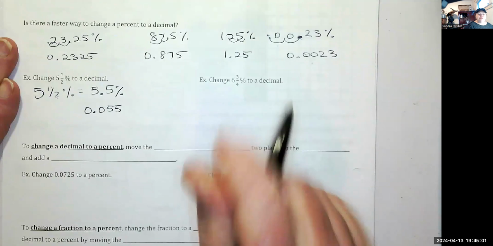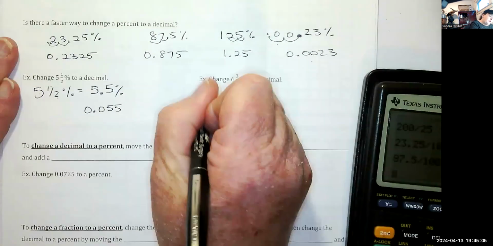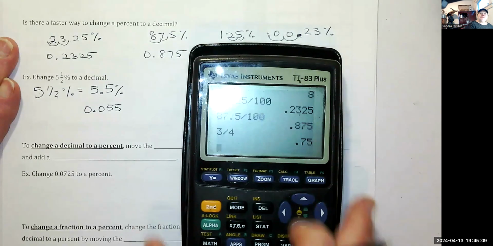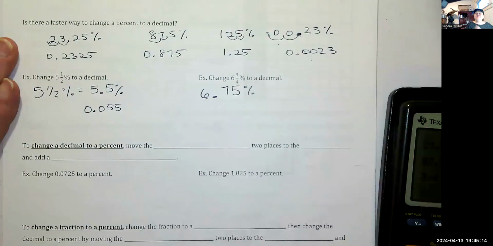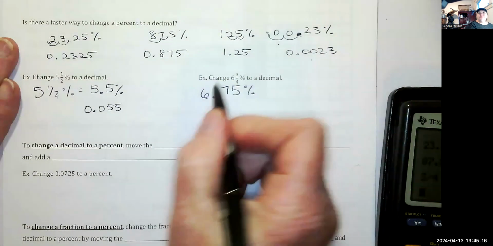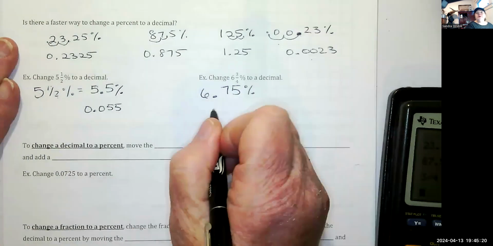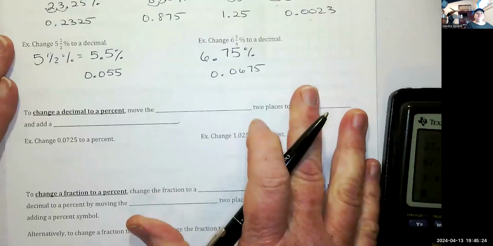Changing 6 3/4. So take your calculator and go, well, first I'm going to have my whole number, 6 point, and then my 3/4 is 3 divided by 4, which is 0.75. So I'm going to put my 75 here, and I haven't gotten rid of my percent yet. To get rid of my percent, I have to drop it and move my decimal to the left 2 places, or just divide by 100. 0.0675 is the decimal for that.